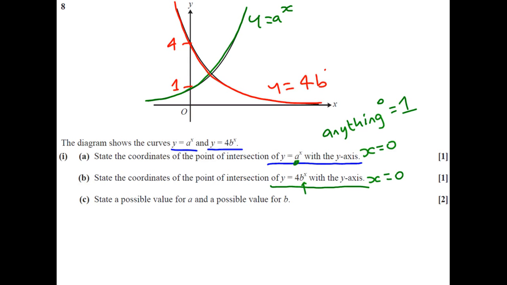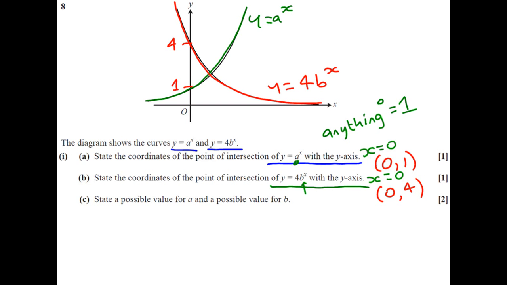4b to the power of x. Okay, and that answer is a coordinate, so that was a close one. So the coordinates are going to be (0, 1) there, and (0, 4) there. Okay, make sure we give the question what it asks for. Part C, state the possible value for a, the possible value for b.